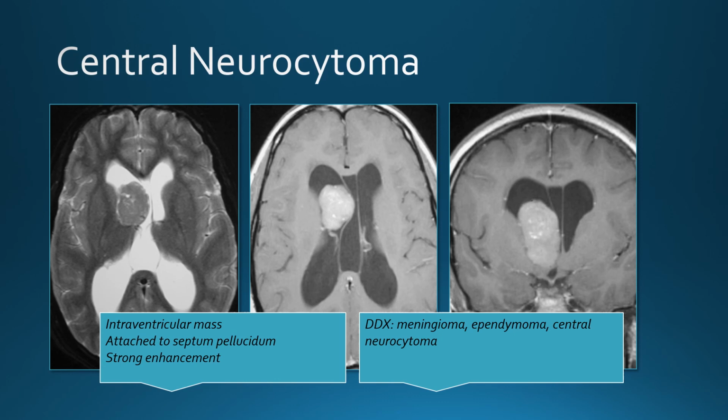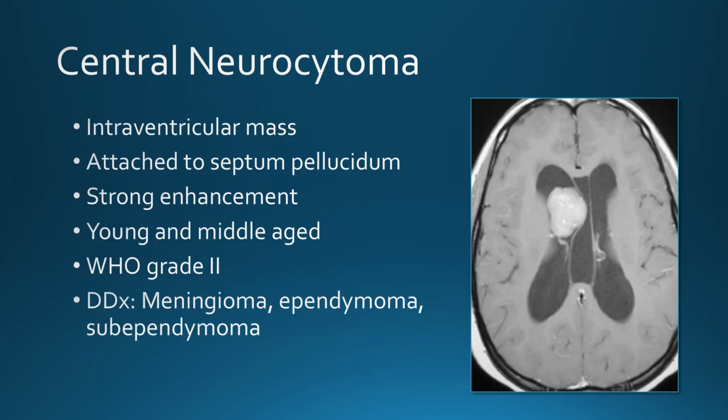Just one thing here, this would be not a very good location for meningioma because meningiomas do not typically occur in the frontal horns. So central neurocytoma, intraventricular mass attached to the septum pellucidum, strong enhancement. This is a WHO grade 2 lesion.